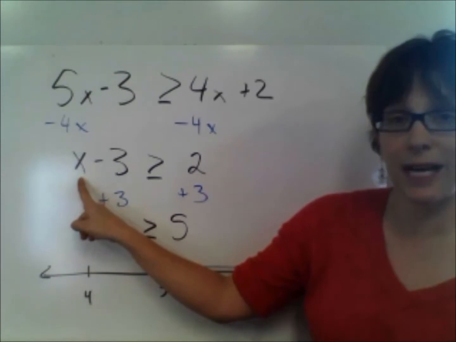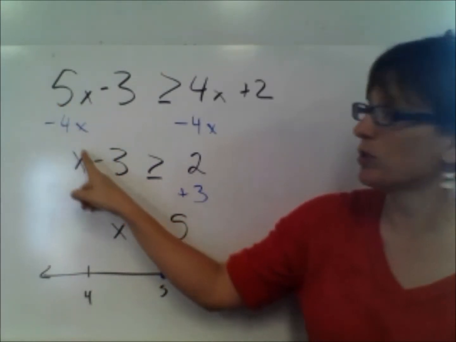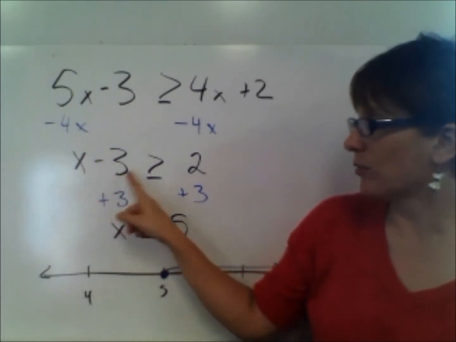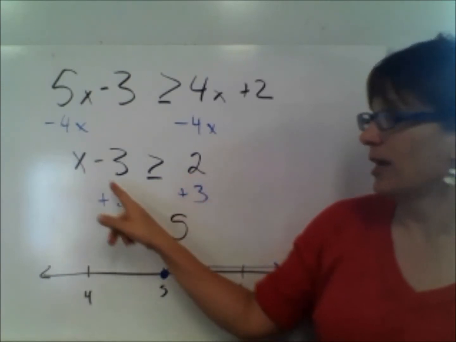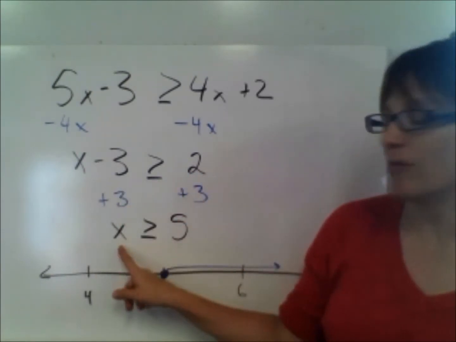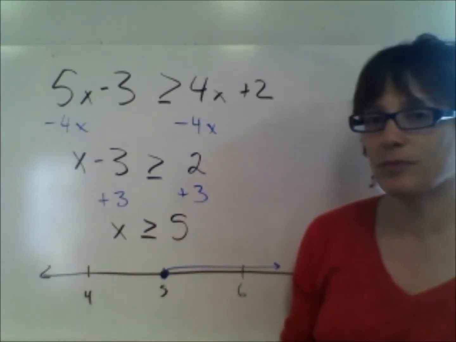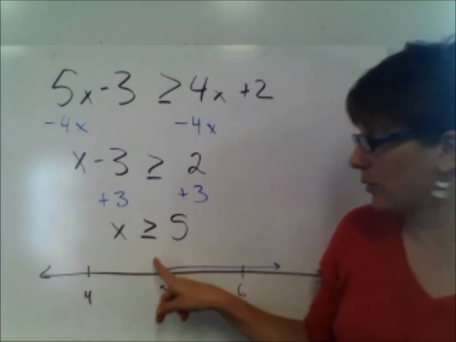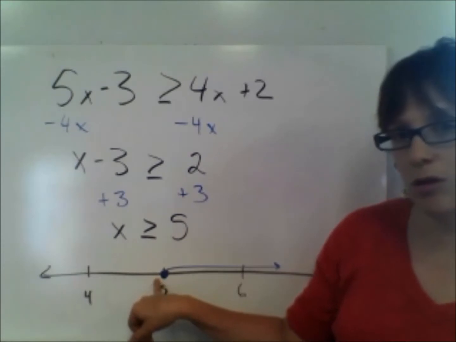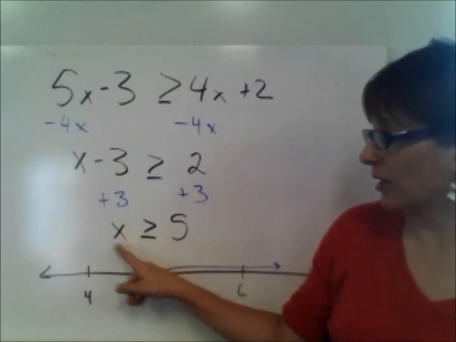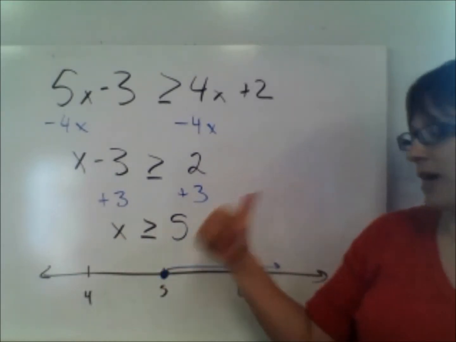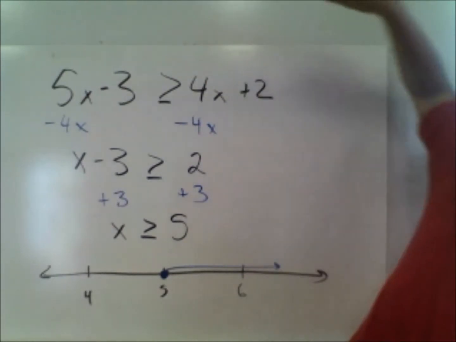That gives me 1x, because 5 - 4 is 1. 1x - 3 is greater than or equal to 2. I add 3 to both sides. My final answer is x is greater than or equal to 5. Because it's greater than or equal to, I have a closed circle, and x is bigger, so this side is bigger, my arrow goes this way.